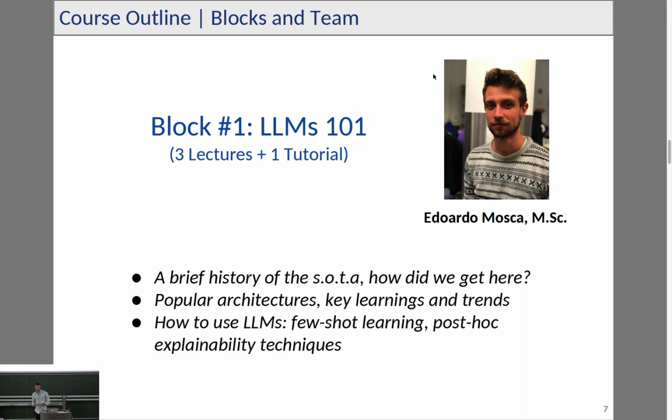And then maybe the even more important part is not understanding the models themselves, but even how to use them. And so we'll go into few-shot learning. So how can we use these models to do learning in an efficient way when we don't really have a lot of data? And then we will also focus on post-hoc explainability techniques, meaning given a model on which we don't really have any information besides just giving the input and observing the output, how can we observe why it comes to a certain conclusion?